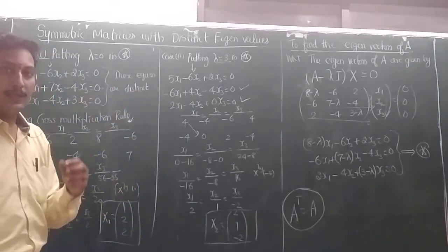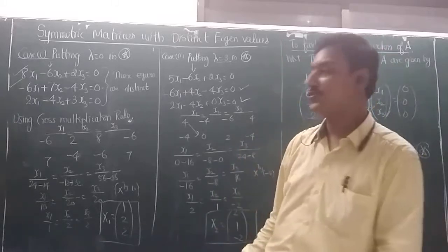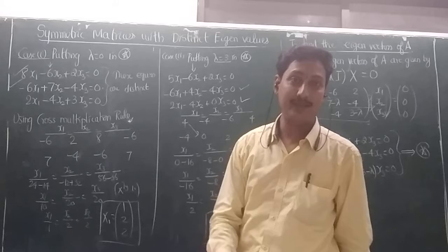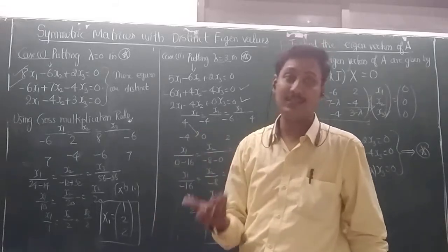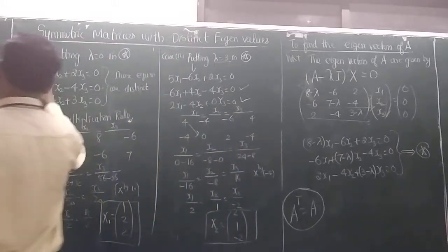To apply the cross multiplication rule, we at least need two distinct equations. Fortunately, all the three equations are distinct, so we can use any two equations. So I go with the first and second equation.